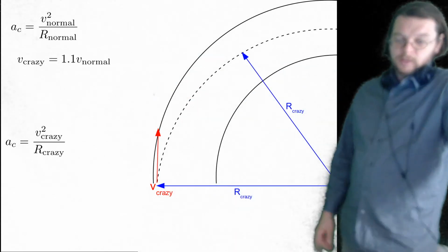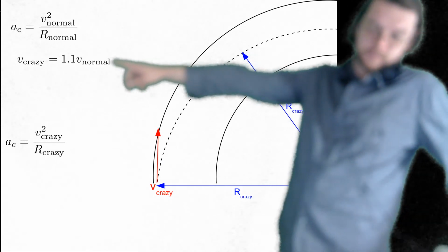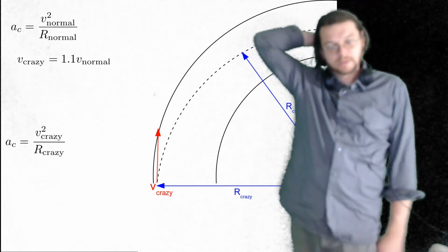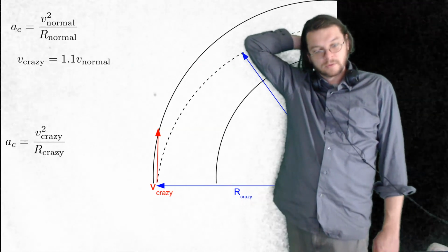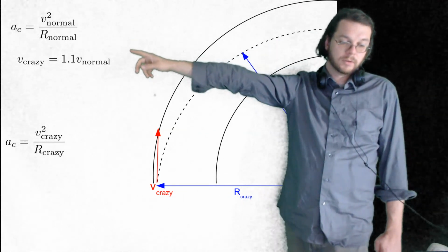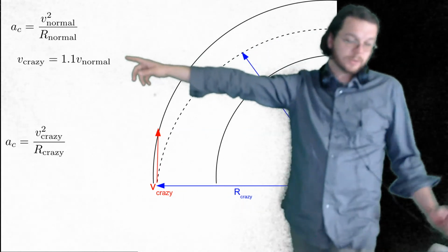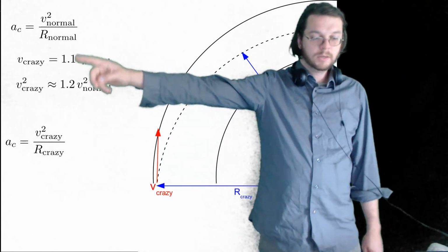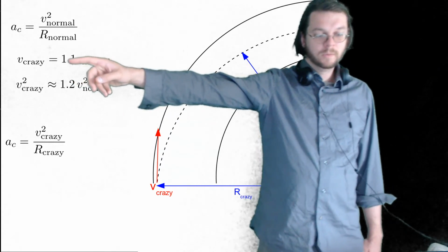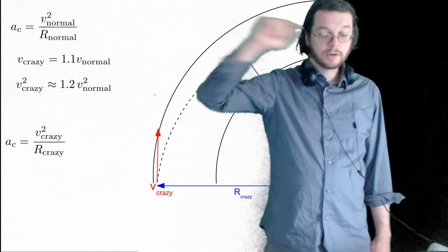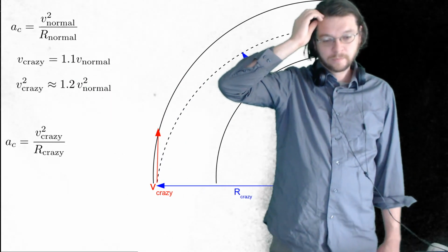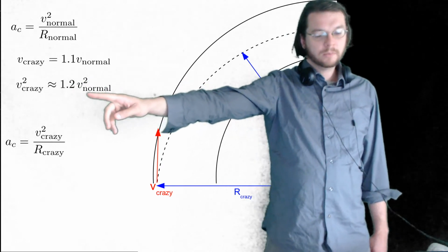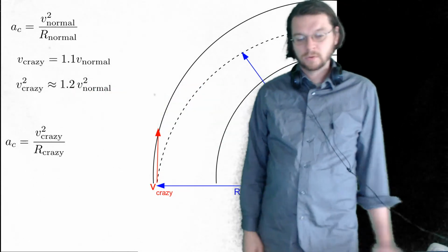Well, if you want to travel 10% faster, which is like the difference between going 70 and 77 miles an hour, right? It's 10% faster. 1.1 is 10%, right? Well, if we want to travel 10% faster, 1.1 squared gives you 1.2. By the way, 1.1 squared gives you 1.2 for the same reason that 11 squared gives you 121, right? So v crazy squared ends up being 1.2 times v normal squared.